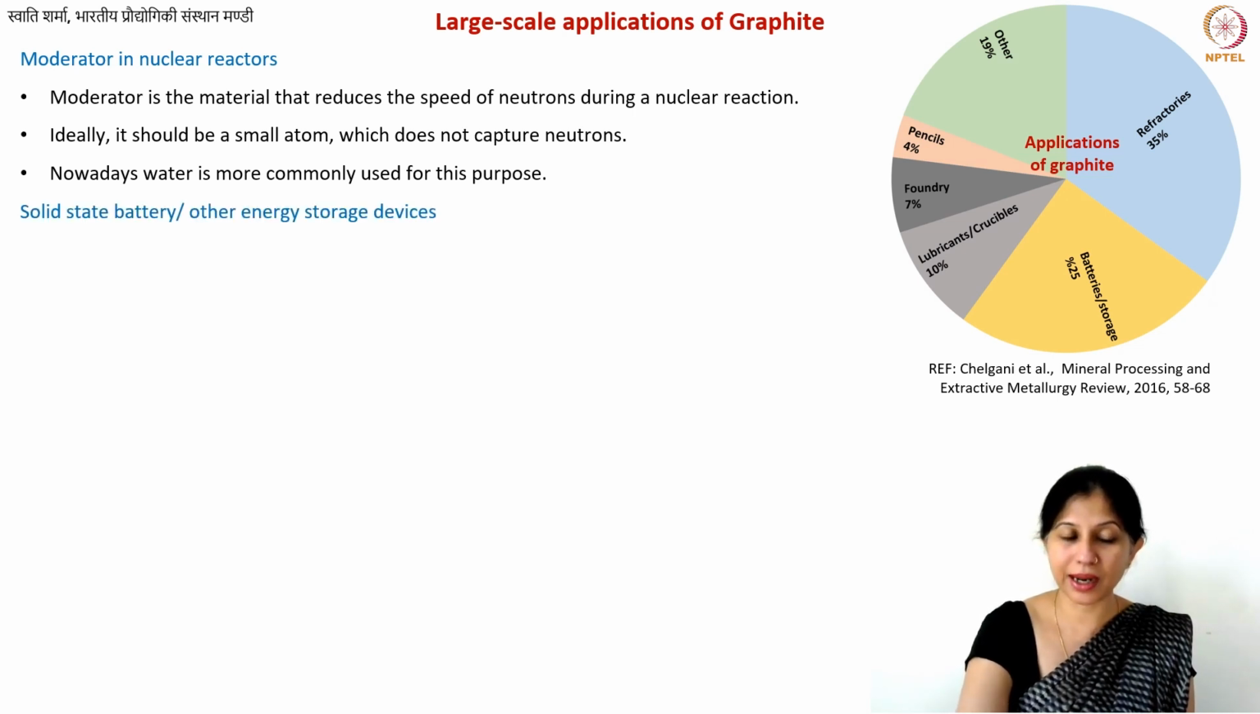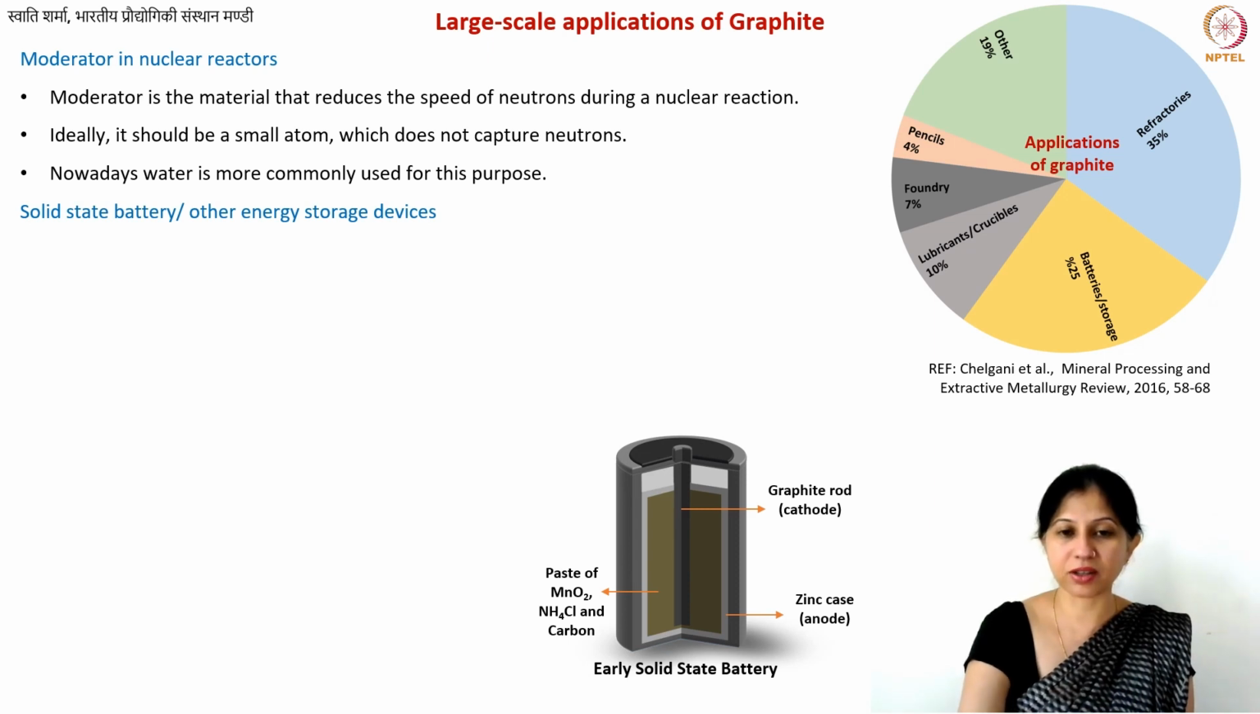But this is one of the early applications of graphite. And of course, solid state batteries. This image here shows one of the very early solid state batteries.